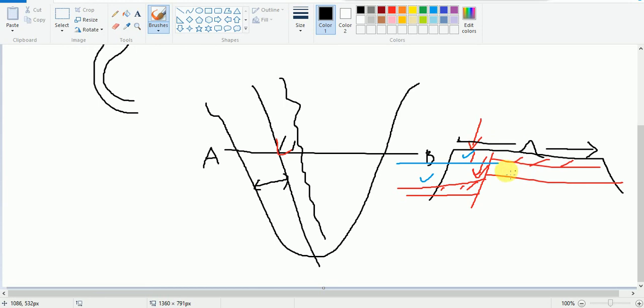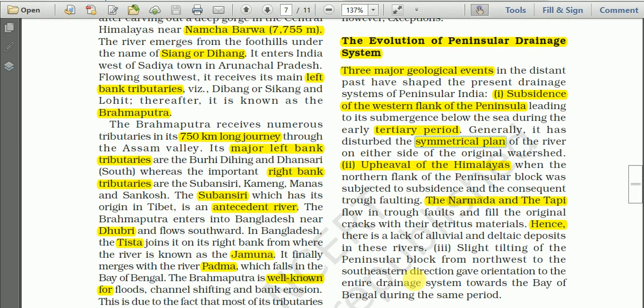But since this area was subsided, as you see here, it becomes asymmetrical. So this side is broader than the western side. It becomes asymmetrical in nature.